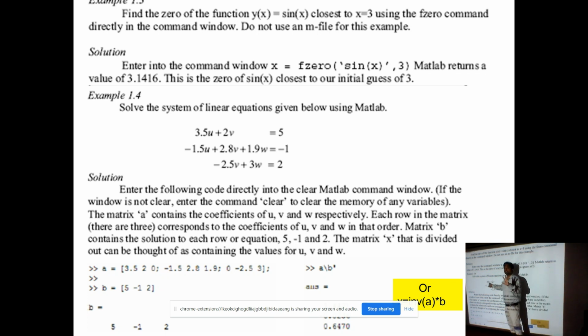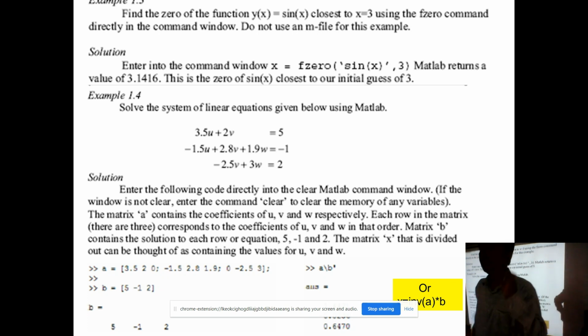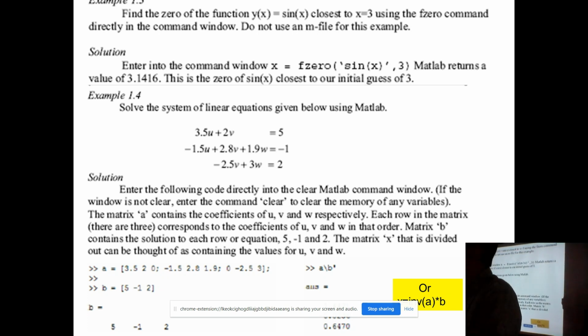So there are some linear equations as given: 3.5u plus 2v equal to 5, minus 1.5u plus 2.8v minus 2.5v equal to 3v. So when a system of linear equations is given, how to solve? In mathematics, how will we solve? Very simple. When a system of linear equations is given, the simple matrix inversion method is there.